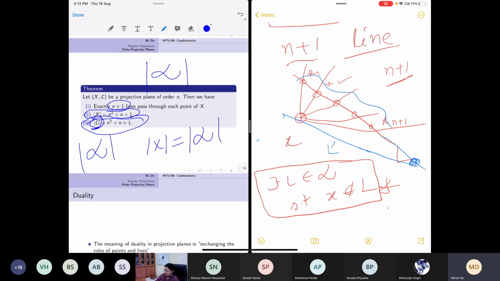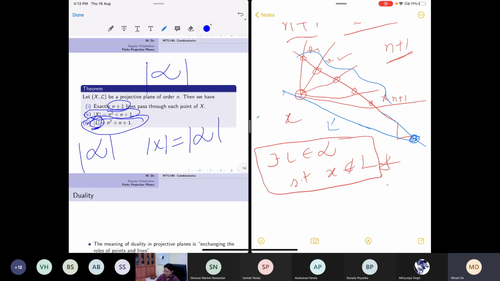Good. So that's why you have exactly n plus 1 lines passing through every point in your finite projective plane. Okay. So the only assumption which we made to prove this is that there exists one line which does not pass through X. So can you prove such a statement, that you will always be able to find such a line which does not pass through this point? How will you prove it?